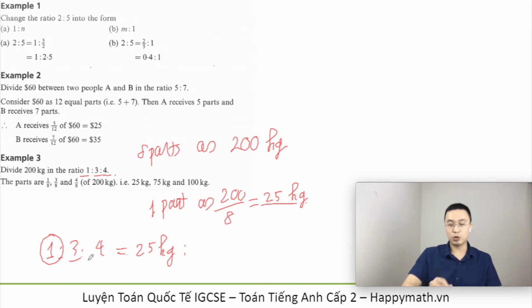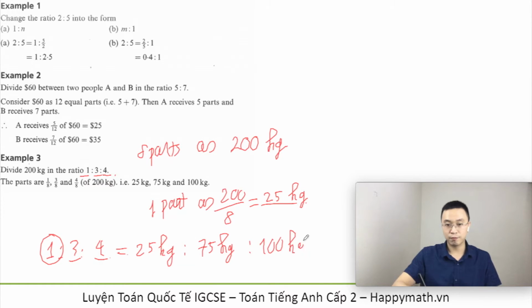The second number is 3. It means 3 parts. One part corresponds to 25 kilograms, and 3 parts will be 25 multiplied by 3, so it will be 75 kilograms. And the third number is 4, corresponding to 4 parts. 4 parts will be 25 multiplied by 4, which means 100 kilograms. Okay.